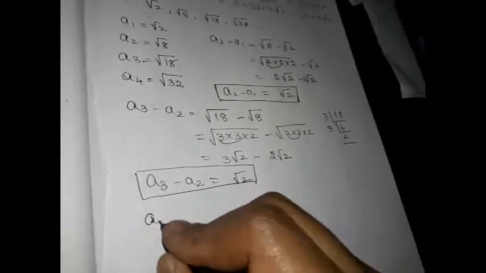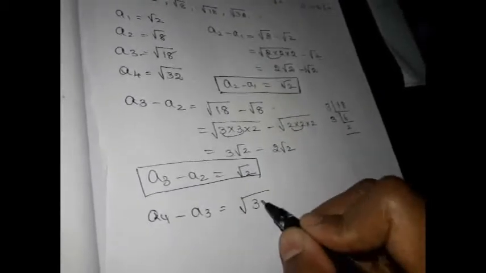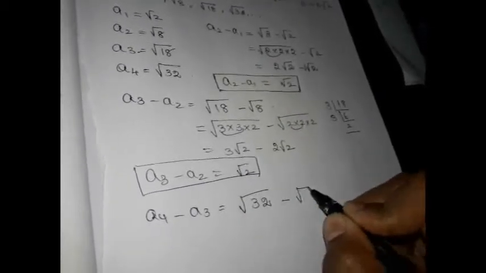So again A3 minus A2 is also root 2, right? Now let us find what is A4 minus A3. What is A4? Root 32 minus root 18.